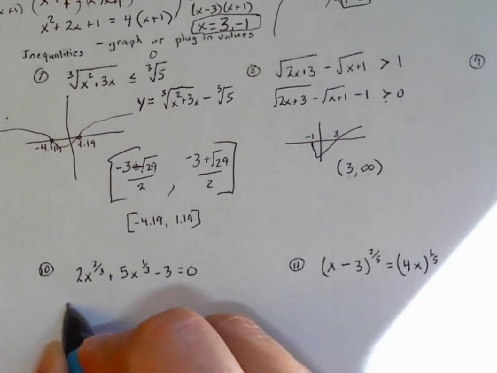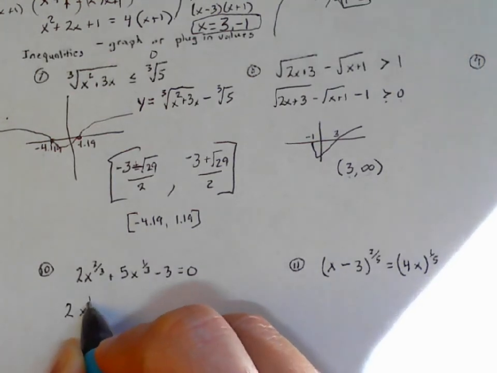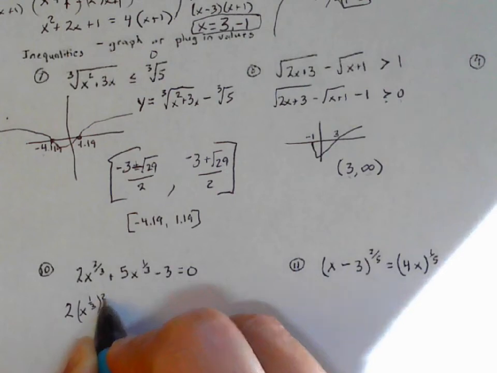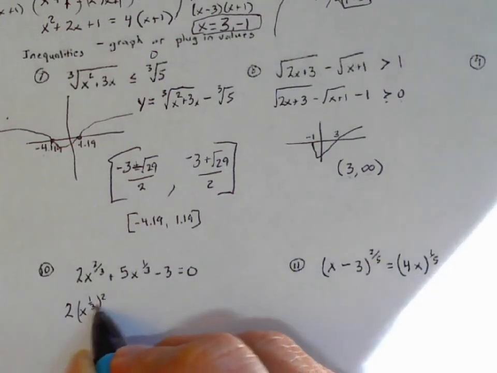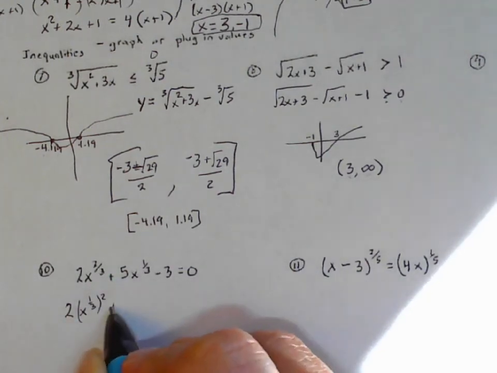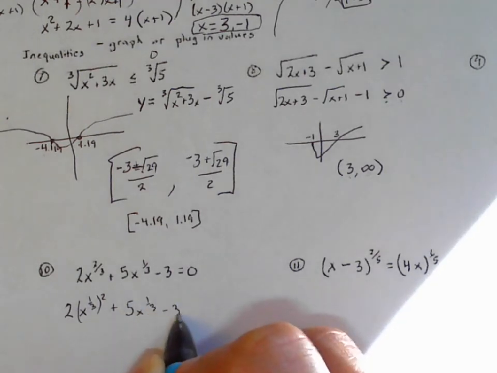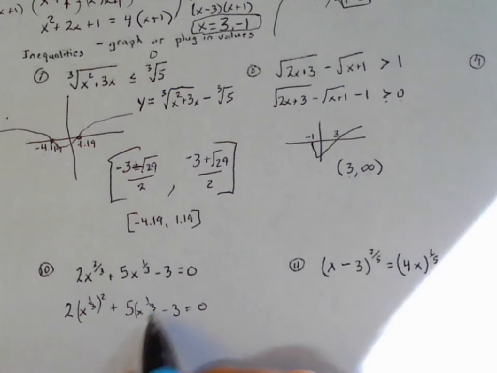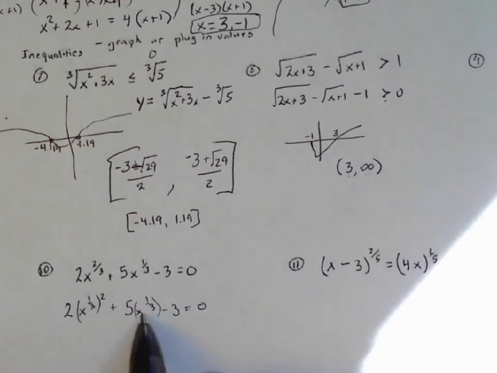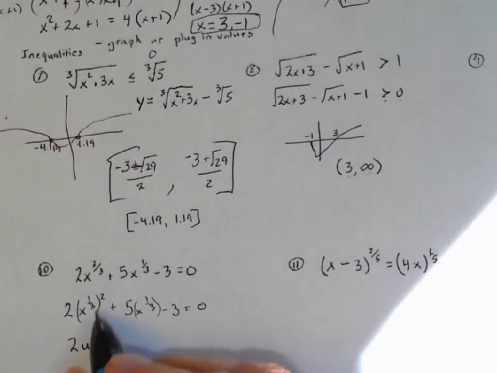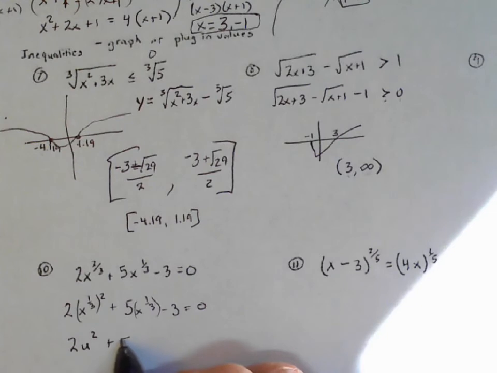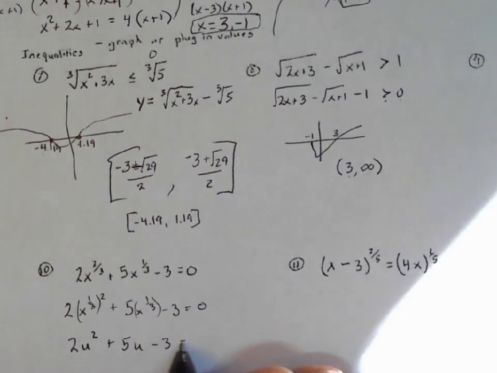If we think about this one, this would be the same as 2x to the 1/3 squared, because an exponent to an exponent gives you this, and this would be 5x to the 1/3 minus 3. Notice we have x to the 1/3 as kind of our variable here. Using a substitution idea, I'm going to substitute a u in for x to the 1/3. Wherever I see x to the 1/3, I just put a u in its place.